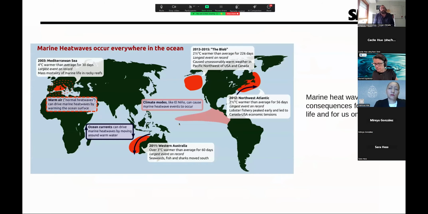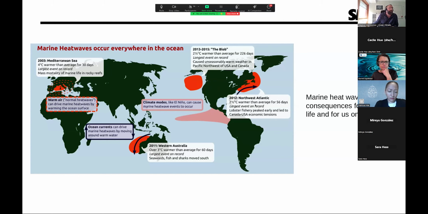And of course, this has implications, not just to marine life, but sometimes also to us. So here are some examples. One famous heat wave was called the blob. You had 2.5 degrees warmer than average. It's the longest heat wave on record, for 226 days. And it caused a lot of unusual warm weather in the Pacific Northwest of USA and Canada.